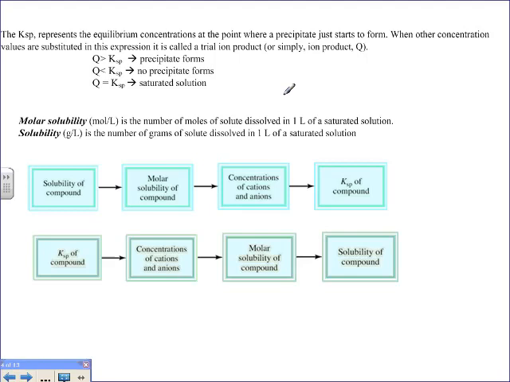So if we're trying to decide if a precipitate's going to form, you'll see in the problems that we solve for Q, and then we compare the Q value that we've solved for to the Ksp. If the Q is equal to the Ksp, we've found a combination that leads to a saturated solution. If we have a Q that's greater than the Ksp, we know that a precipitate will form. There are simply too many ions to stay in solution. And if the Q is less than the Ksp, then no precipitate forms, or we're left with an unsaturated solution.